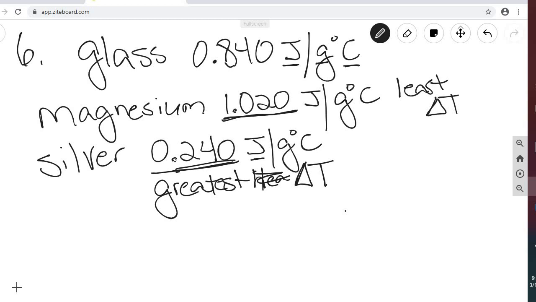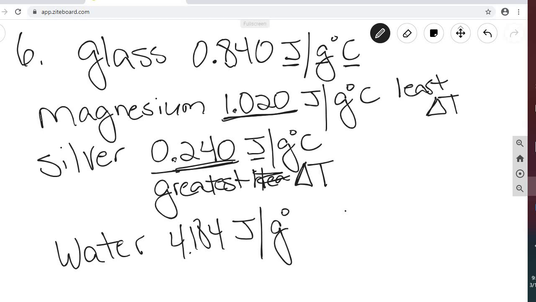You might remember in class that we said that water has a high heat capacity compared to many substances. So water is 4.184 joules per gram degrees C. And what that means is that water resists changes in temperature. We said that's especially important for large bodies of water like the ocean, because even though the air temperature may change a lot, the water temperature doesn't change that drastically because it has a high specific heat capacity.